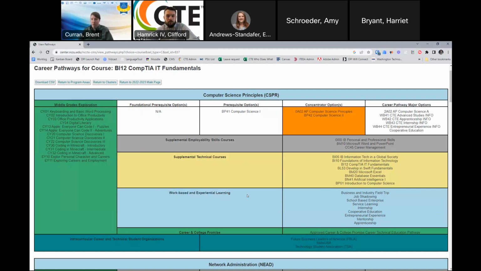Then we also have work-based and experiential learning. This is where we have our work-based learning opportunities. And one of my favorite options here is the career pathway major options. And this is where we kind of go into Dr. Elizabeth Standifer's role here, where you can do advanced studies, apprenticeship, internship, a lot of fun things where students really are getting the taste of what a job would look like, or a career would look like while they're in high school.